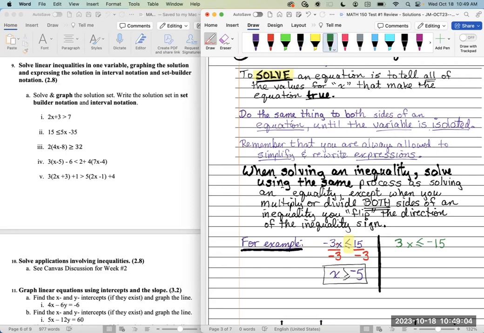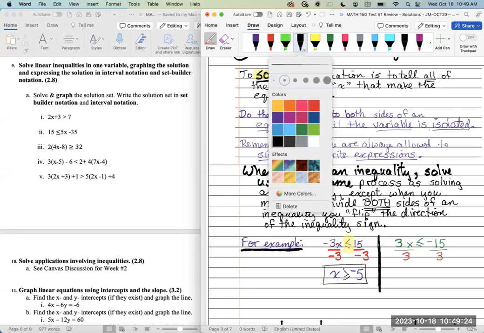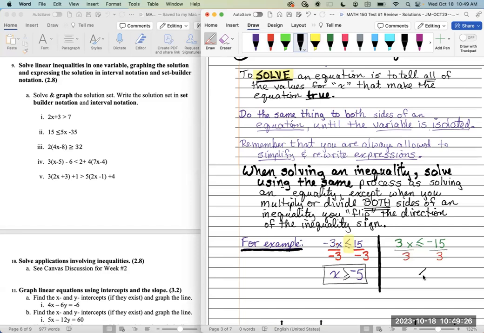In contrast, the green problem is 3 times x less than or equal to negative 15. In this case, I again choose to divide both sides by the coefficient. In this case, my coefficient is a positive 3. So because I am dividing both sides by a positive number, I do not flip the inequality. And my answer would be x is less than or equal to negative 5.